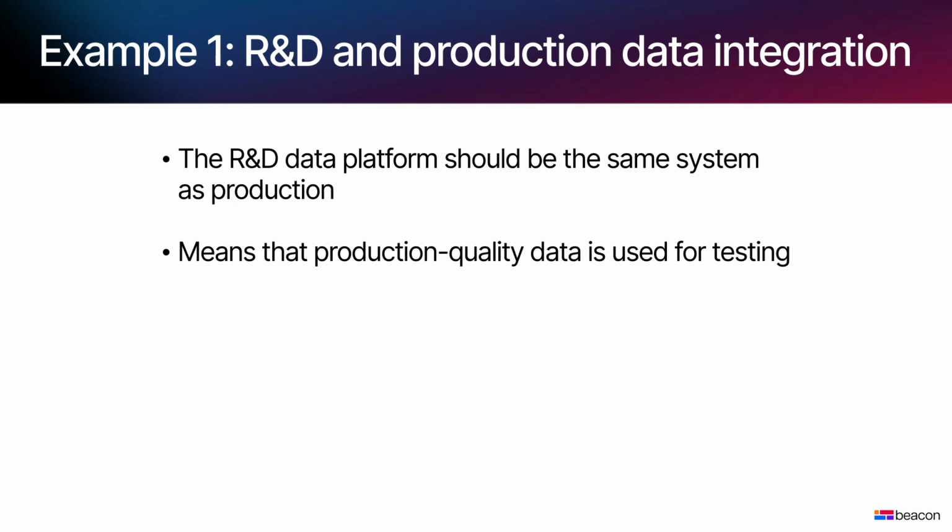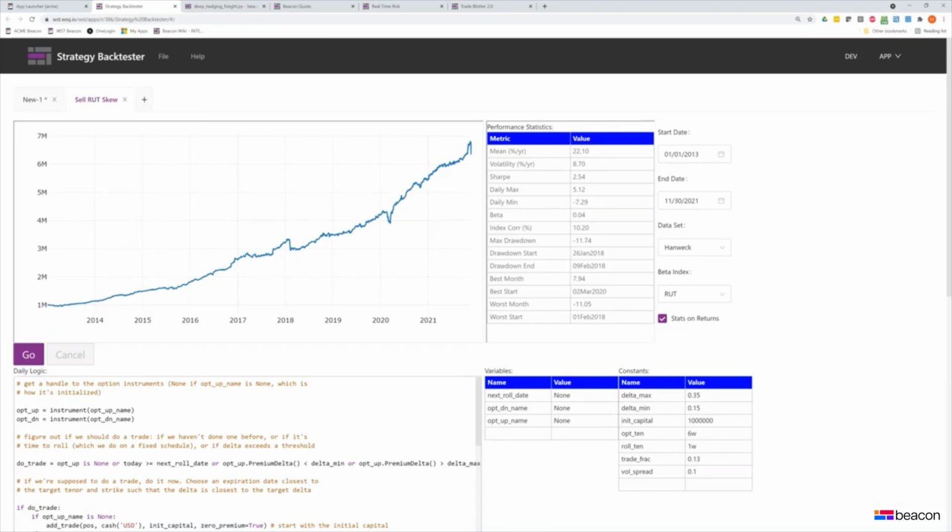So let's jump to an application example for that. Here's an example. This is our strategy backtesting tool. This is a tool for backtesting rules-based trading strategies, trading derivatives. So this particular one here is selling short-dated implied volatility skew in the Russell Equity Index.